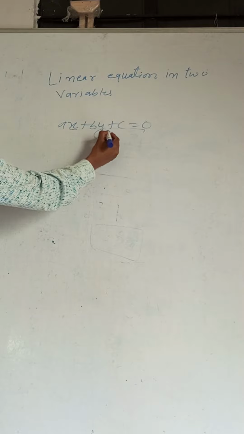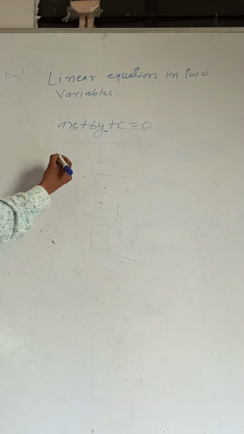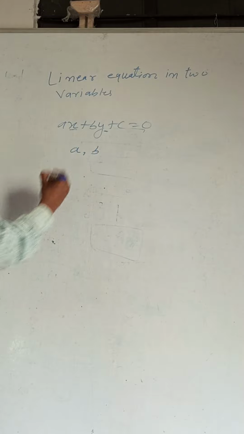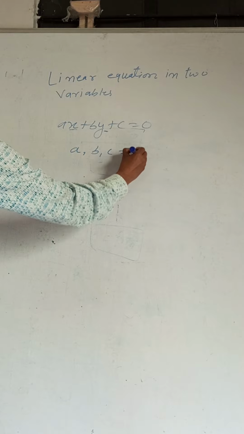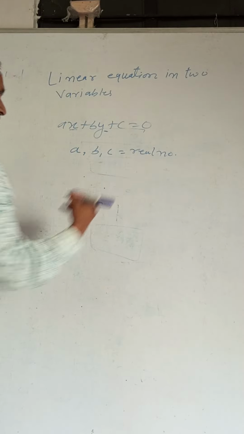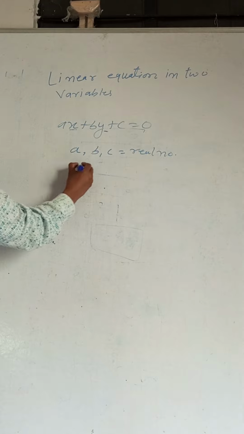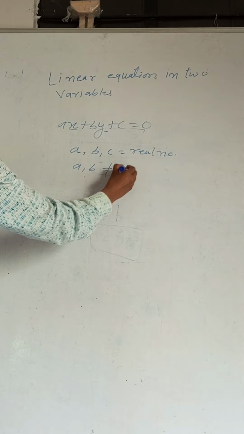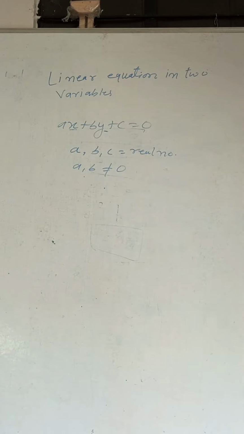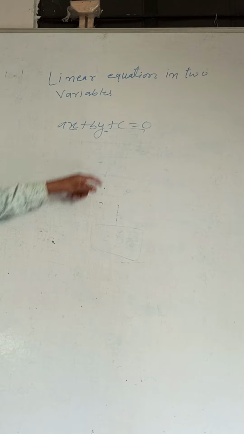Here x and y are the two variables. The condition is that a, b and c are real numbers, and a and b cannot be equal to 0. Yes, c can be equal to 0, but a and b will never be equal to 0. So this is called the linear equation in two variables, meaning the equation in which two variables are written. Here two equations will come.